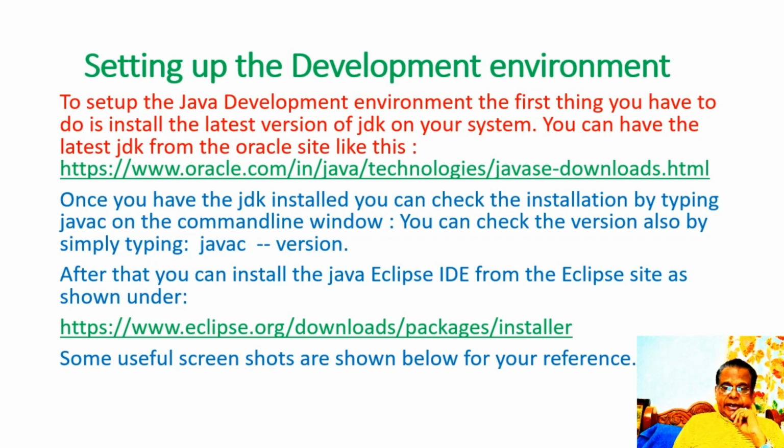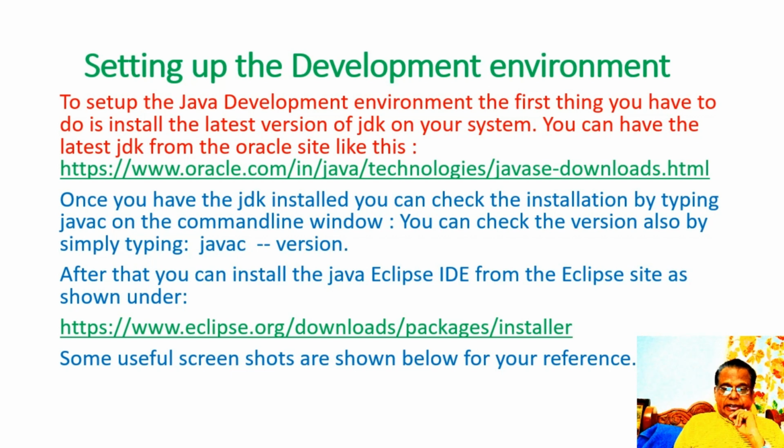Once you have the JDK installed, you can check the installation by typing javac on the command line window. I will show you the screenshots. Again, you can check the version also by simply typing javac -version. You will get the version number. I will show you the screenshots of everything.